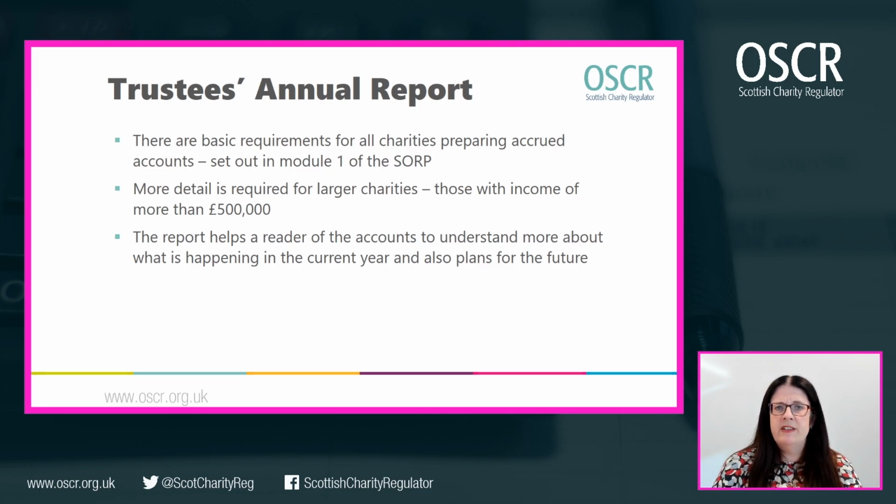If you're a larger charity, examples of what extra information you need to provide would be plans for future periods or details of your investment policy. But all the requirements are explained in a lot of detail in Module 1 of the SORP. Remember, the Trustees Annual Report is a really good way to help a reader of your accounts understand more about what's happening in the current year and also what you're potentially thinking about for the coming period as well.